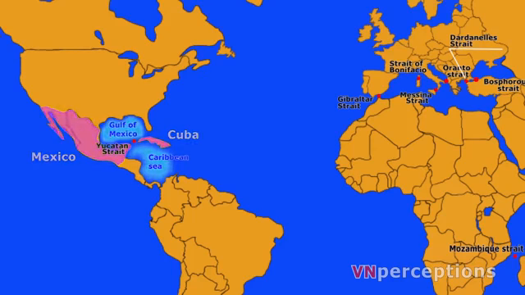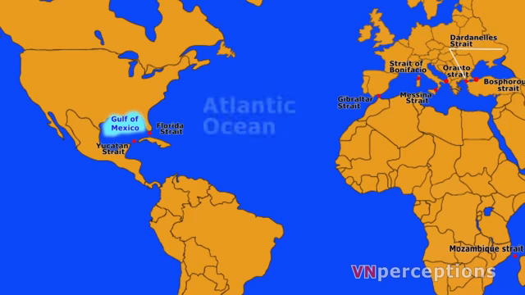Then it is Florida Strait. It is located southeast of the North American mainland, generally accepted to be between the Gulf of Mexico and the Atlantic Ocean and between the Florida Keys, that is US, and Cuba.